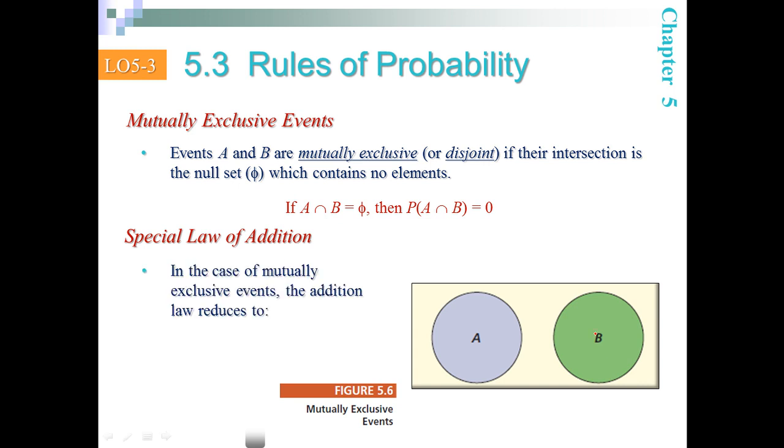And so that gives us a special law of addition, which says if we have mutually exclusive events, then there's no intersection. So this part right here is always 0, so we can just forget about it and never have to write it out.